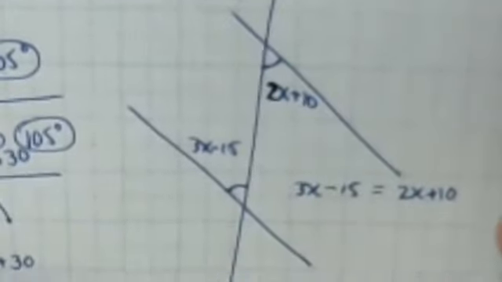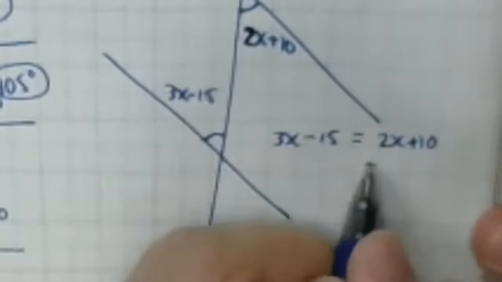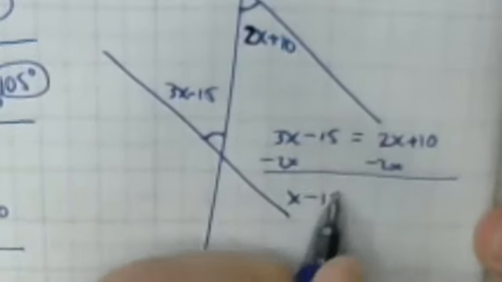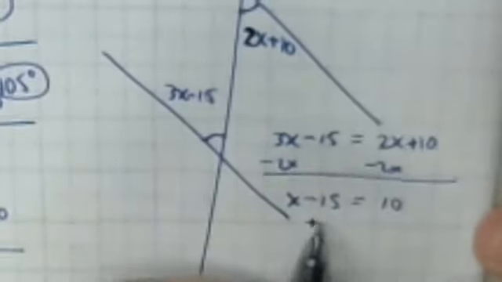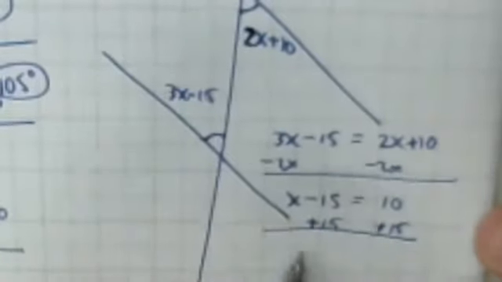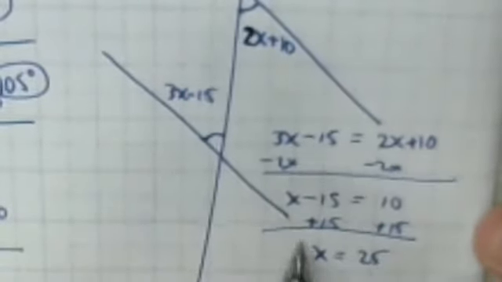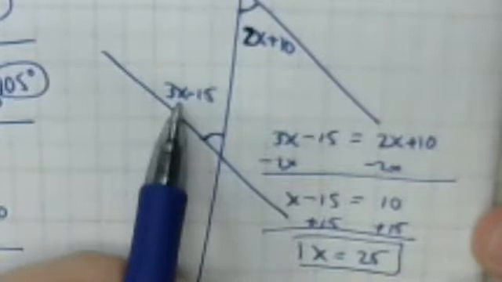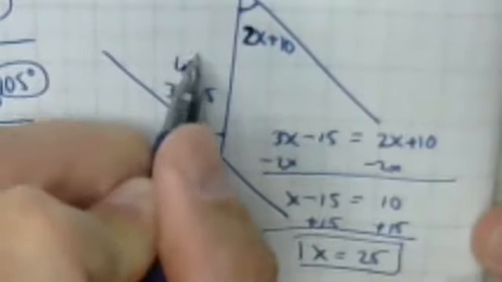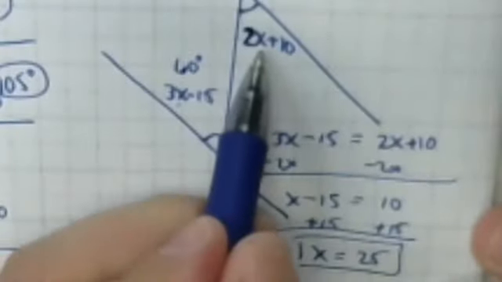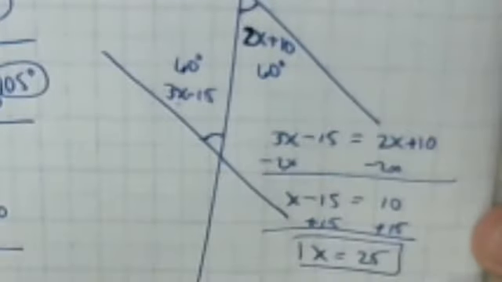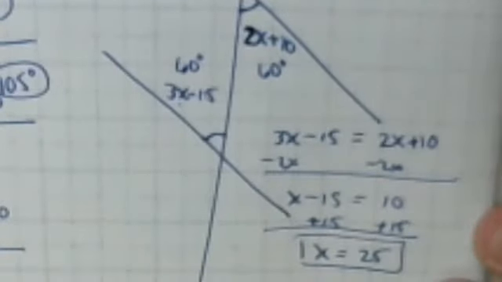So again, we set the angles equal to each other. 3x minus 15 equals 2x plus 10. Solve for x. Add 15 to both sides. And we get x equals 25. Again, if I want to check it, 3 times 25 is 75, minus 15 is 60 degrees. 2 times 25 is 50, plus 10 is also 60 degrees. So I know that those 2 angles are 60, alternate interior angles are congruent, and they are congruent.